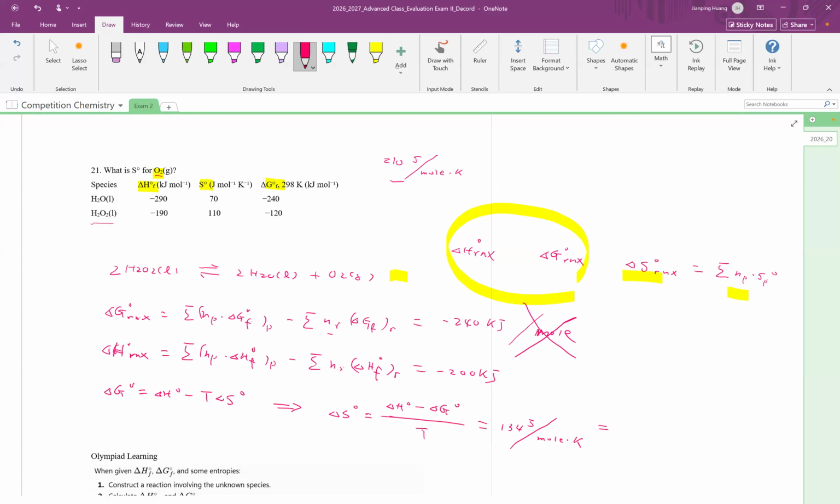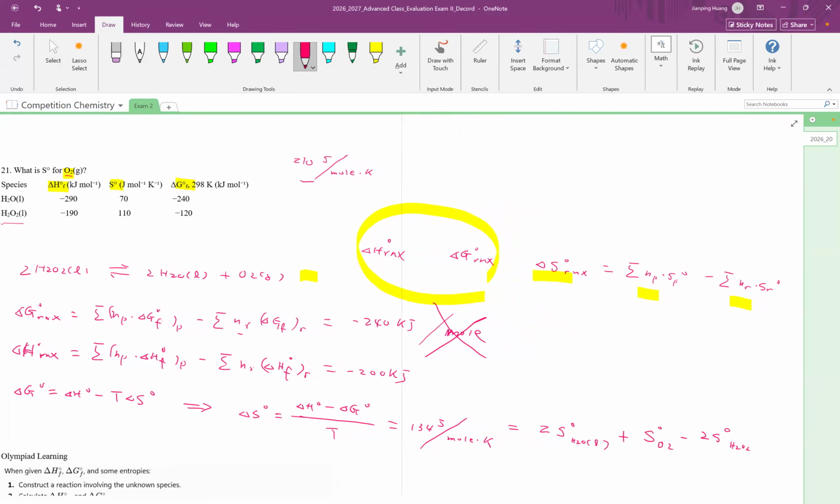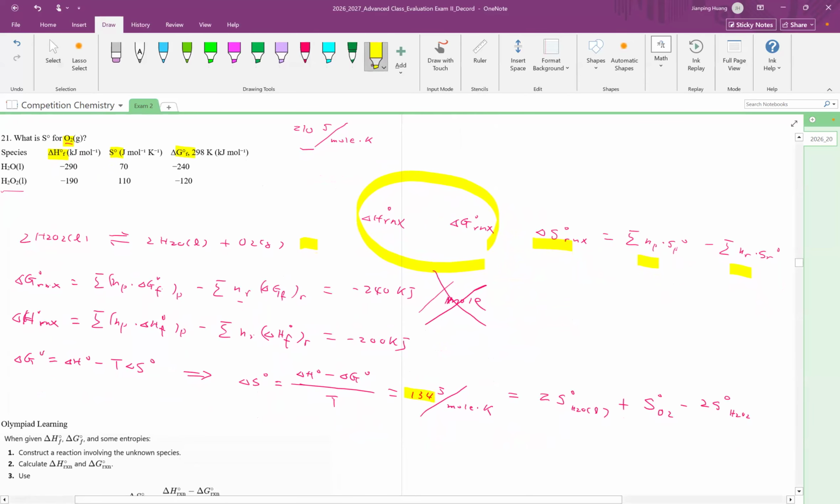Now that equals what? That equals 2 S of water plus S of oxygen minus 2 S of the reactant. See, we know this one, and we know this one, then you calculate this. Hard? No.